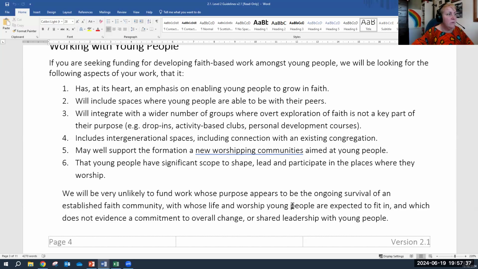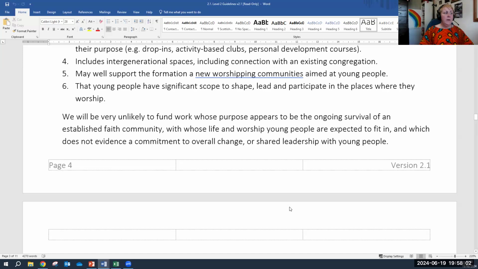And I was just about to say, you'll see here at the bottom of page 4, we will be very unlikely to fund work whose purpose appears to be the ongoing survival of an established faith community with whose life and worship young people are expected to fit in, and which does not evidence a commitment to overall change or shared leadership with young people. So that's important to note there.